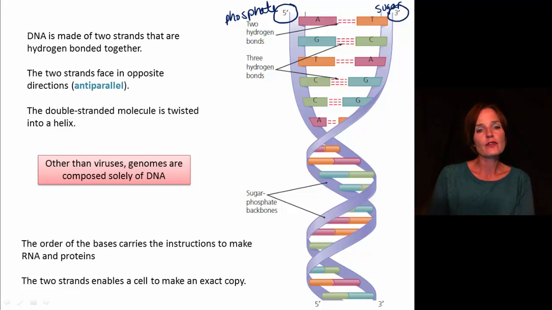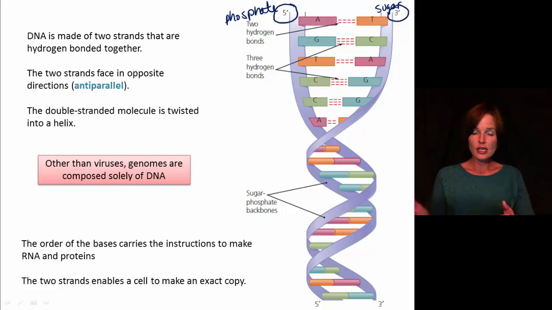Lastly, the order of the bases. If you look at the letters that are down the middle of this double-stranded DNA molecule, they're representing the bases. And it's the actual order of these bases that carries our genetic information, which is the instructions that our cells need to make RNA molecules and then also protein molecules. So the order of the bases is extremely important.